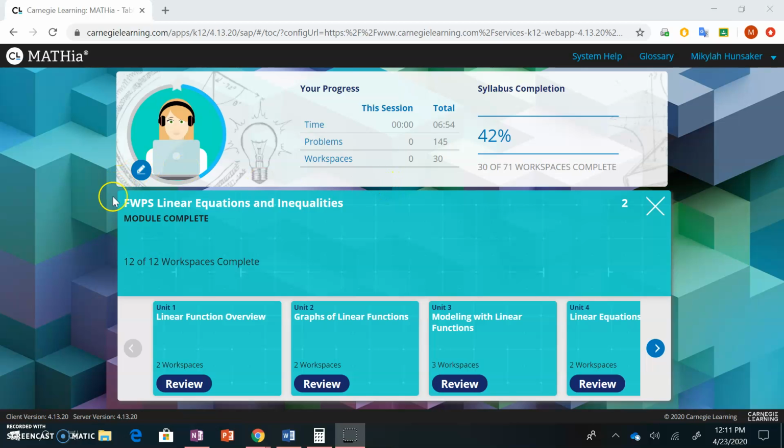So in this video, we are still in the FWPS linear equations and inequalities, and we're going to be focusing on this one right here, Unit 3, modeling with linear functions. In order to do this one, you have to have Unit 1 and Unit 2 done. So both of these two will be this teal green color. If not, go back and watch my other videos. You have to finish these before you can move forward. Unfortunately, Mathia doesn't let us skip around. You have to work in order.